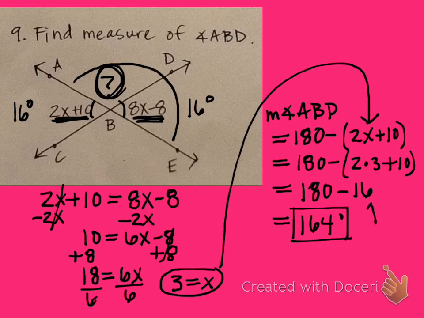Make sure that you don't stop here, that you keep going. Always stay organized and keep track of what you're actually doing and why you're doing it. What does x represent? What am I trying to find?